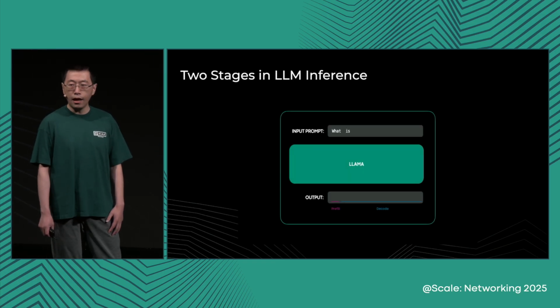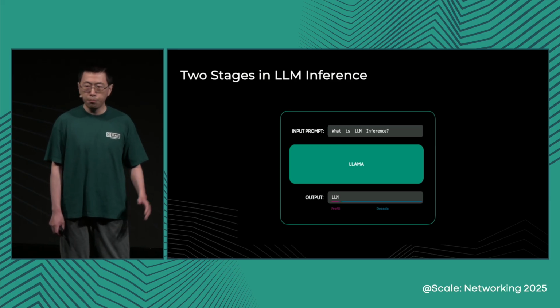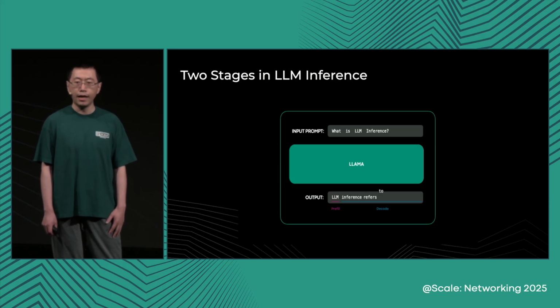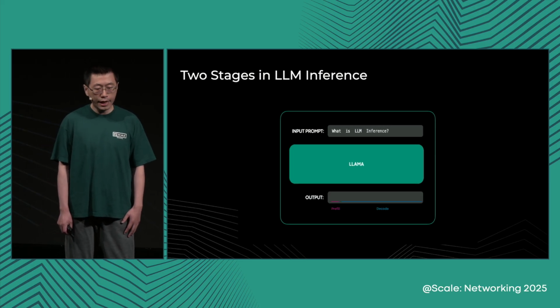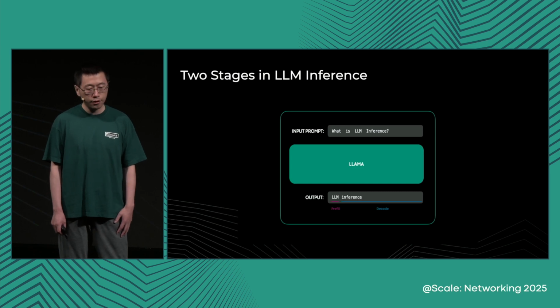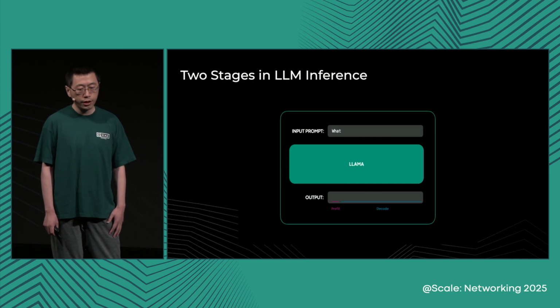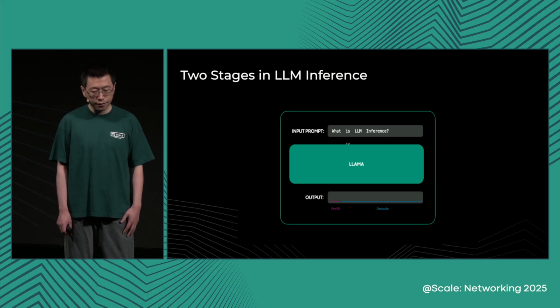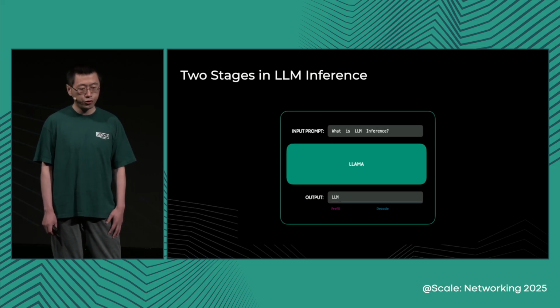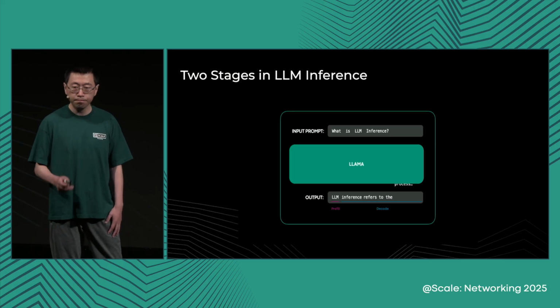A typical LLM inference system consists of two stages, the prefill stage and the decoding stage. The prefill stage takes the prompt sequence to set up its internal context for generating the responses. And the decoding stage utilizes and updates the context from the prefill stage to generate the output tokens step by step.